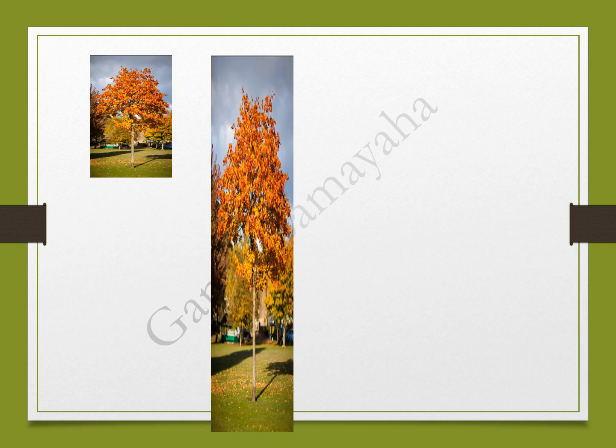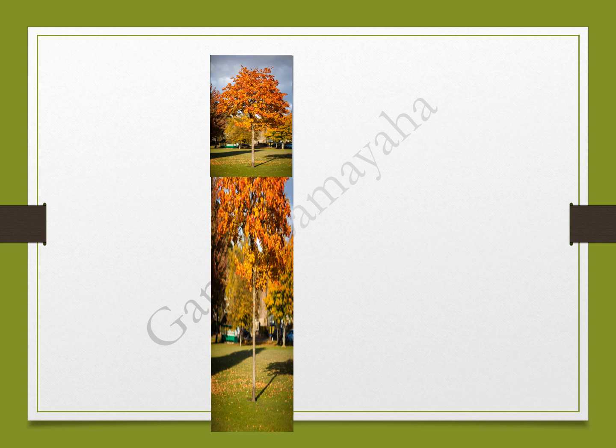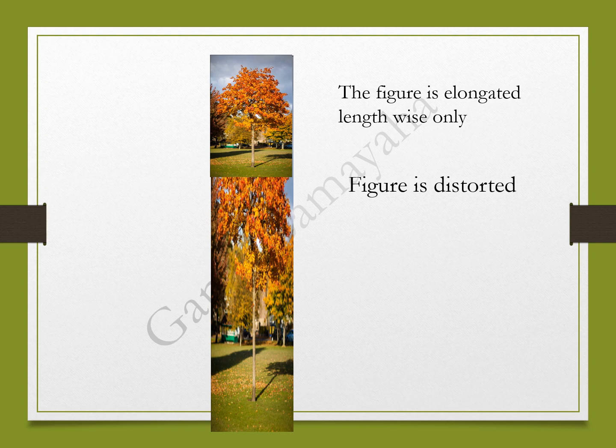Okay, here what do you observe? The second figure is again elongated. Here we have the breadth the same, but it is elongated along the length only. Breadth is constant and the length is increased. So this again has created a distortion in the second figure as compared to the first figure. They don't appear to be similar.